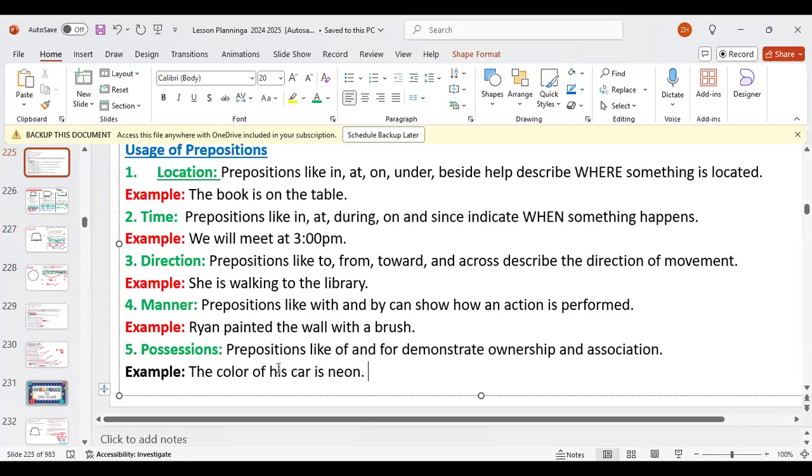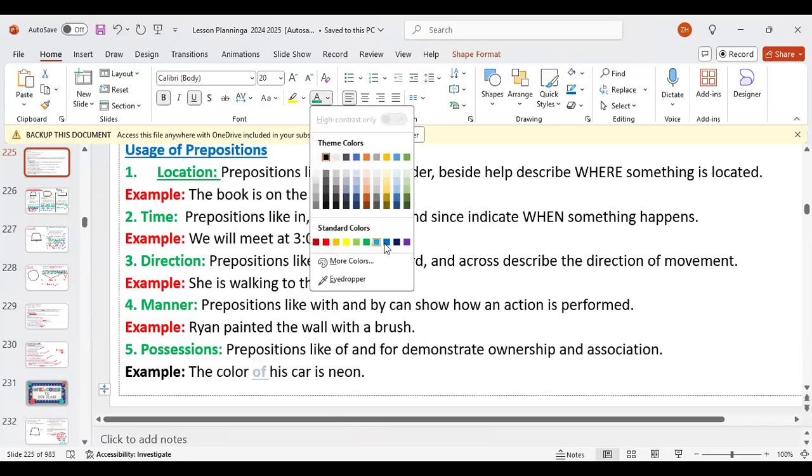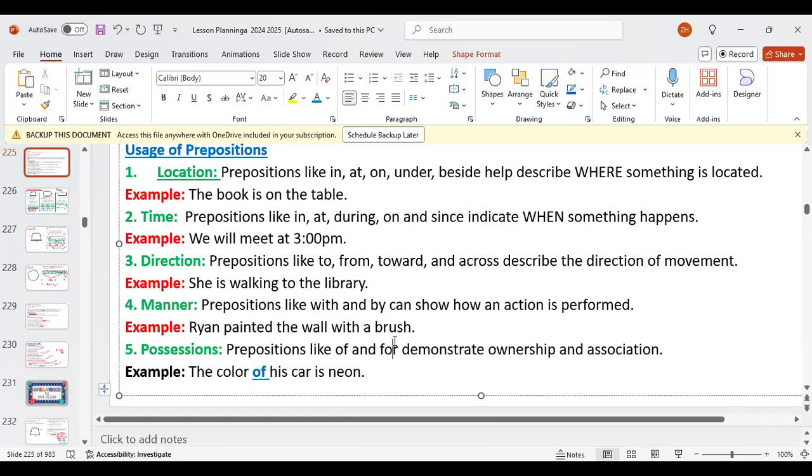So what is the preposition in this sentence? Of, and what does it show? Possession. The color of the car. Possession, right? The color of something. The color of the car. All right. So Ryan painting the wall with. So with is the preposition in this case.